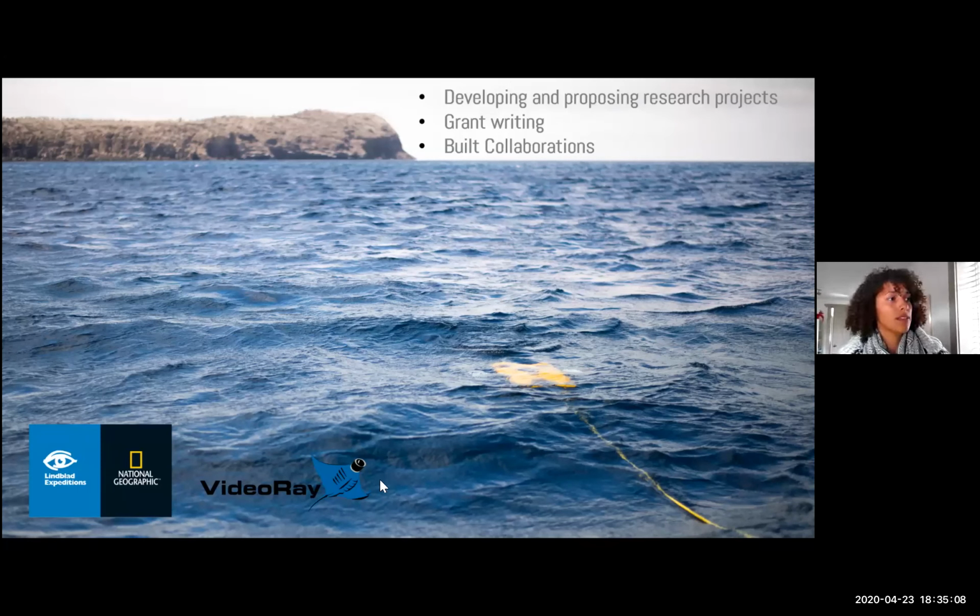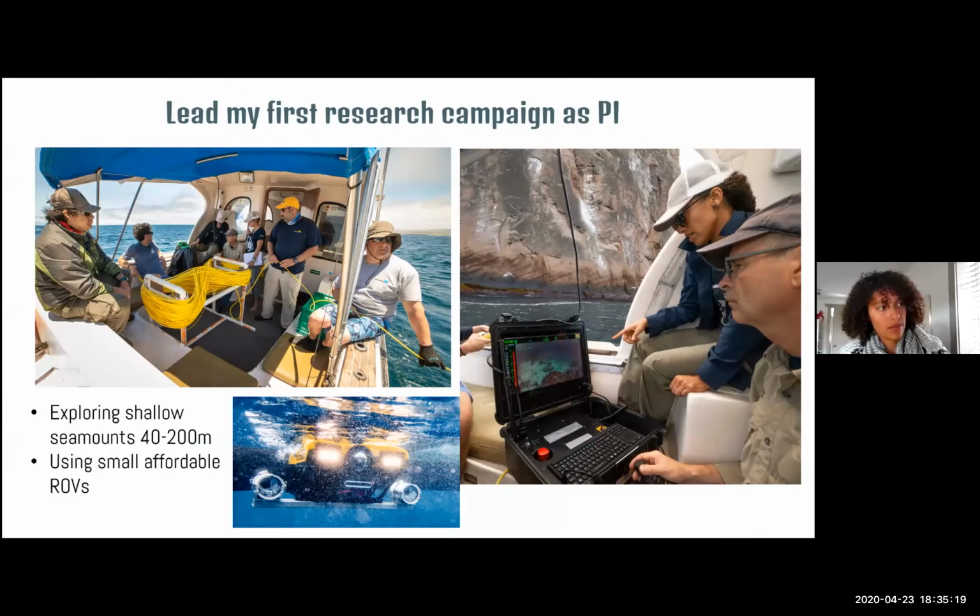And this allowed me to secure a grant with National Geographic and work with this engineering firm that has these ROVs, remotely operated vehicles, that can go down up to 1,000 meters. And this gave me the chance to lead my first research campaign as a PI, or principal investigator, which means that you get to call all the shots, but it also means that everything that goes wrong is your fault.